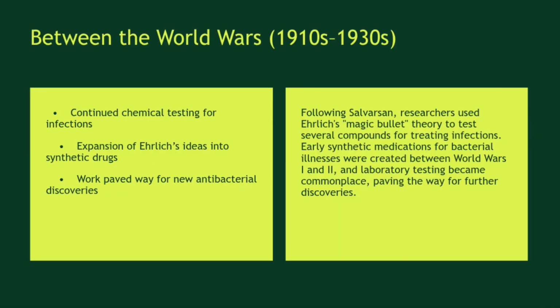Between the world wars. Following the stunning success of Salvarsan, the period between the world wars saw chemical testing continue in earnest. Researchers used Ehrlich's framework to expand his ideas into new synthetic drugs for bacterial illnesses. This time period ensured that laboratory testing and the methodical development of antibacterial drugs became standard practice, paving the way for the next major chemical breakthrough.